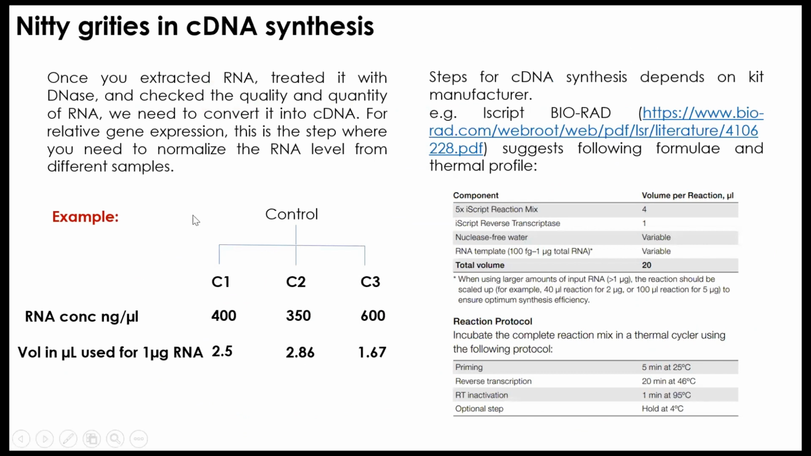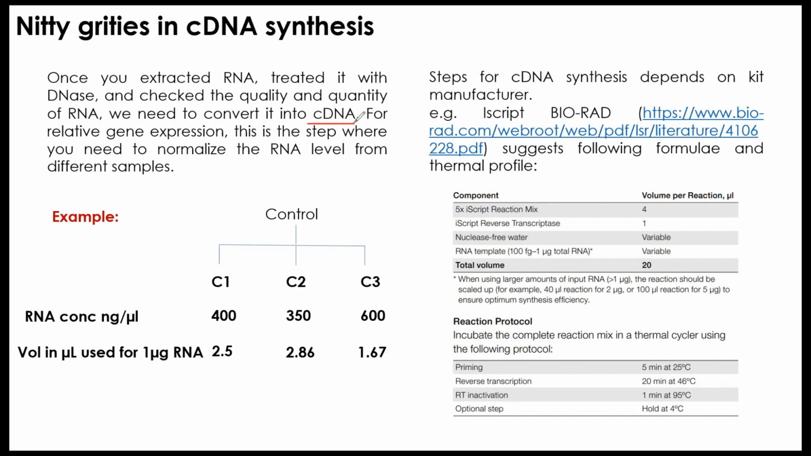Once you have extracted the RNA, treated it with DNase, you check the quality, you check the quantity. Now it's time to do the conversion into the cDNA. How will you do it? This is the first step, where you need to normalize the RNA level from the different samples, because if you have to do the relative gene expression, it means if you have to compare sample 1, sample 2, and sample 3 of the control and the experiment, let's say E1, E2, and E3, if you are not normalizing the initial RNA, then the chances of getting biased expression will be much higher.